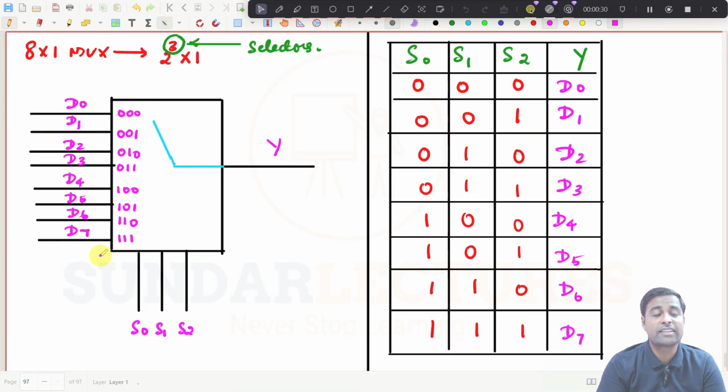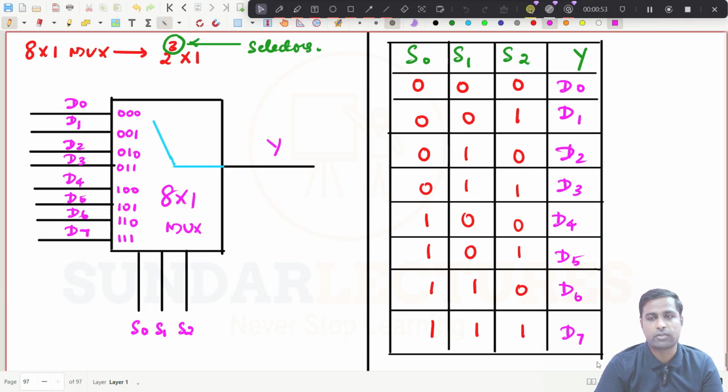And what is inside this 8 cross 1 mux now? If it is 16 cross 1, then you will have D0 to D15, and you will have 4 selector switches, right? So I am not going to draw that one. You just try to understand that. So this is how the 8 cross 1 mux will look like. Anyhow, what we will do now is understand what is inside this one.